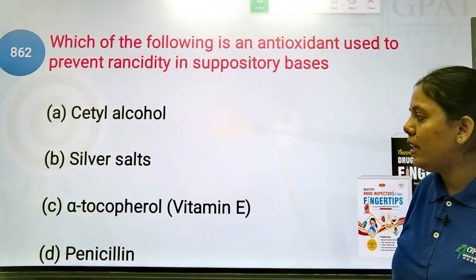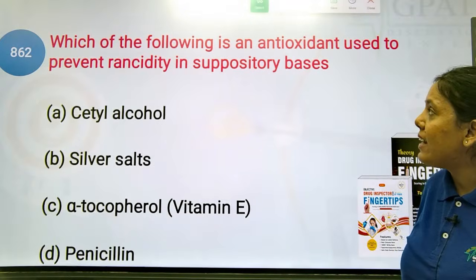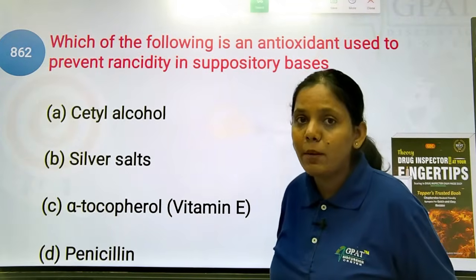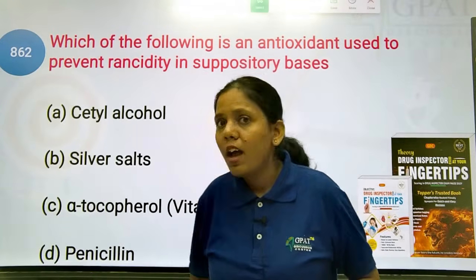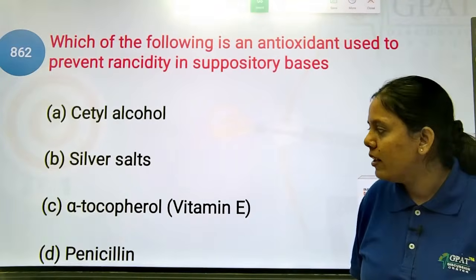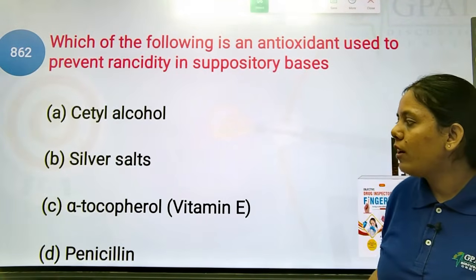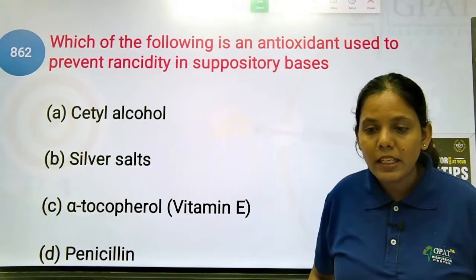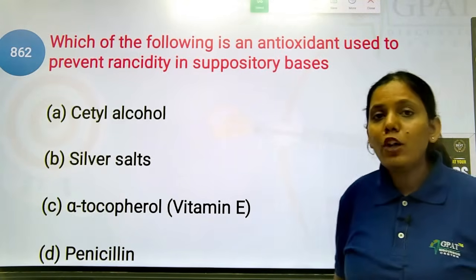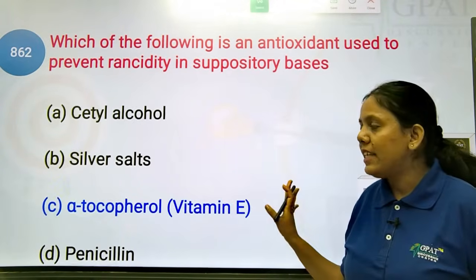Next question is, which of the following is an antioxidant used to prevent rancidity in the suppository base? Rancidity is nothing but oxidation, so you need an antioxidant. Which of the following is antioxidant? Cetyl alcohol, silver salt, alpha tocopherol, that is vitamin E, or penicillin. If we talk about the antioxidant, your alpha tocopherol, so option C is the right answer.